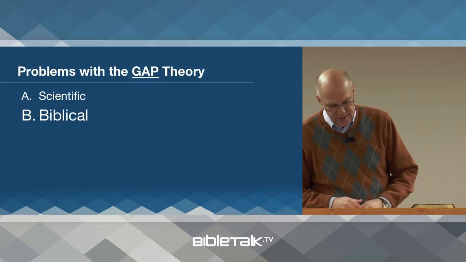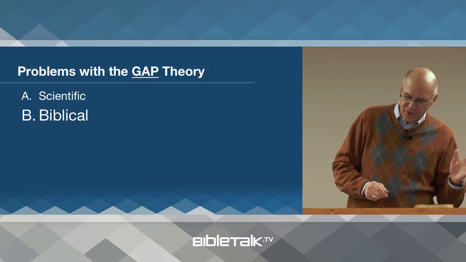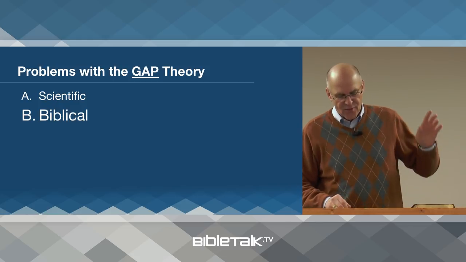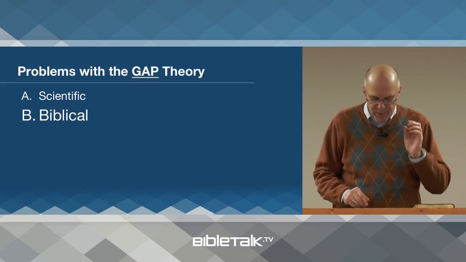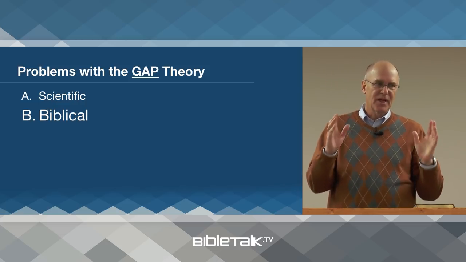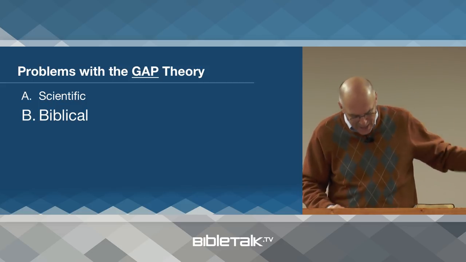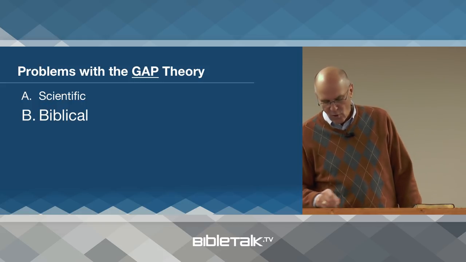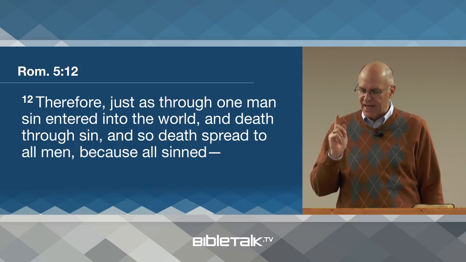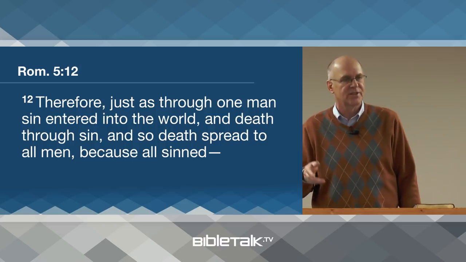Another problem with the gap theory is a biblical argument, a Bible problem. You see, if you accept the gap theory, then you accept the fossil record as well. And if you accept the fossil record, then you say that there is a cycle of life and death that is present billions of years before Adam came on the scene. Think about that. That's theologically impossible. In other words, there was death before Adam. Now, in Romans chapter 5, verse 12, it says, therefore, just as through one man sin entered into the world, and death through sin, and so sin spread to all men because all sinned, and so on and so forth.